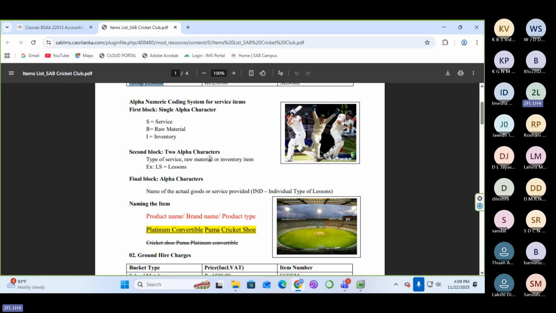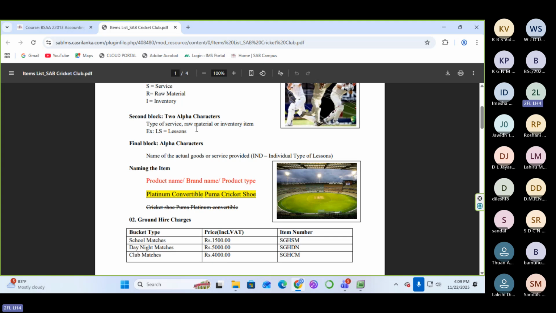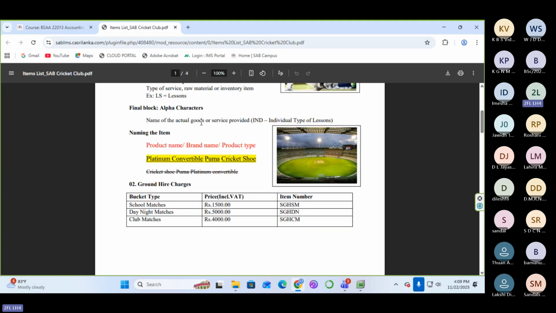And then the second block, the two alpha characters we discussed, is the type of the service. LS was there, that is for lessons. And then the final block was to highlight what is the specific type of the service individual, right? And then now for the services, that is the learning you want, right?